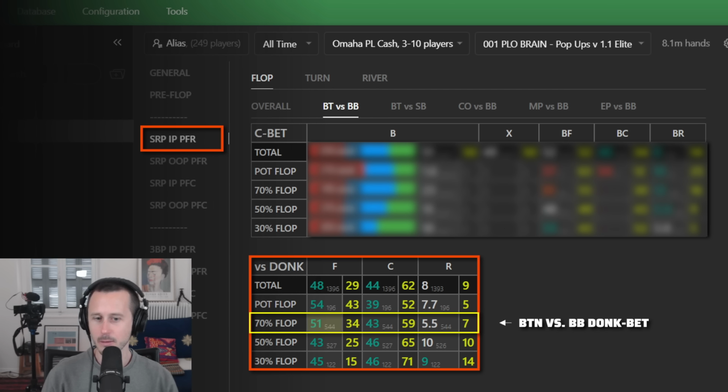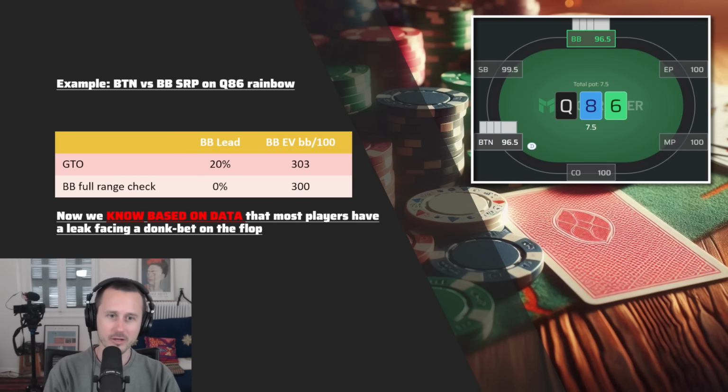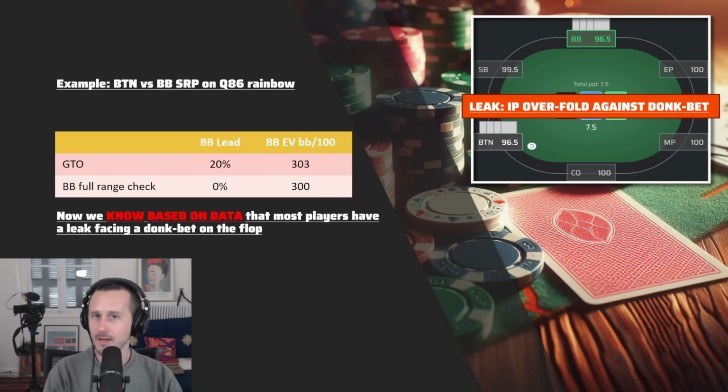We see that the population is calling less often, 43% only, and raising 5.5%. So the big thing that we see here is that the in-position player is heavily overfolding, if you compare it at least with a GTO solution. 51% is a heavy overfold against a donk bet. So now we know that the in-position player there is folding too often if the big blind is leading out. Based on data, we figured this out. So the leak here is that in position is overfolding against a donk bet.